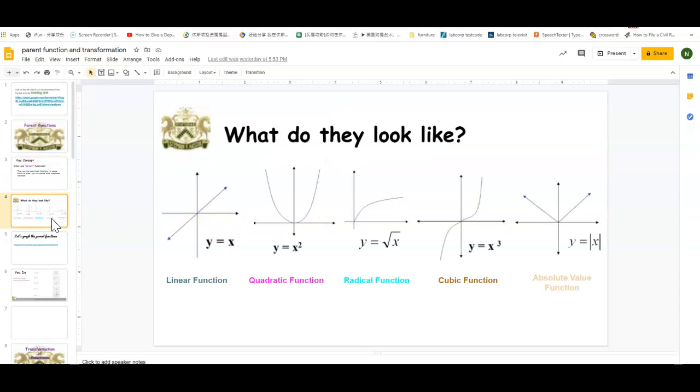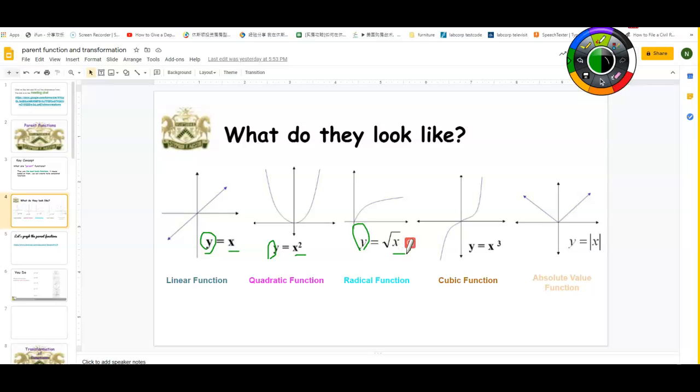So we're going to learn 5 of the parent functions, and they look like this, and the corresponding equations for that graph. So why do I say these equations or these functions are the most basic ones? Because you can see inside of each equation, you can only see x and y, x and y, x and y. Okay? And no other numbers inside of the equation.